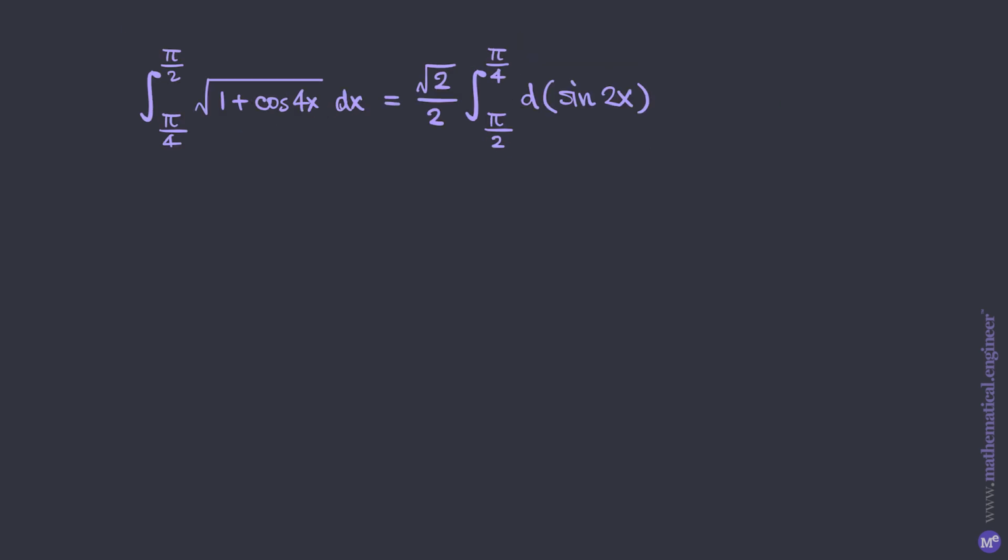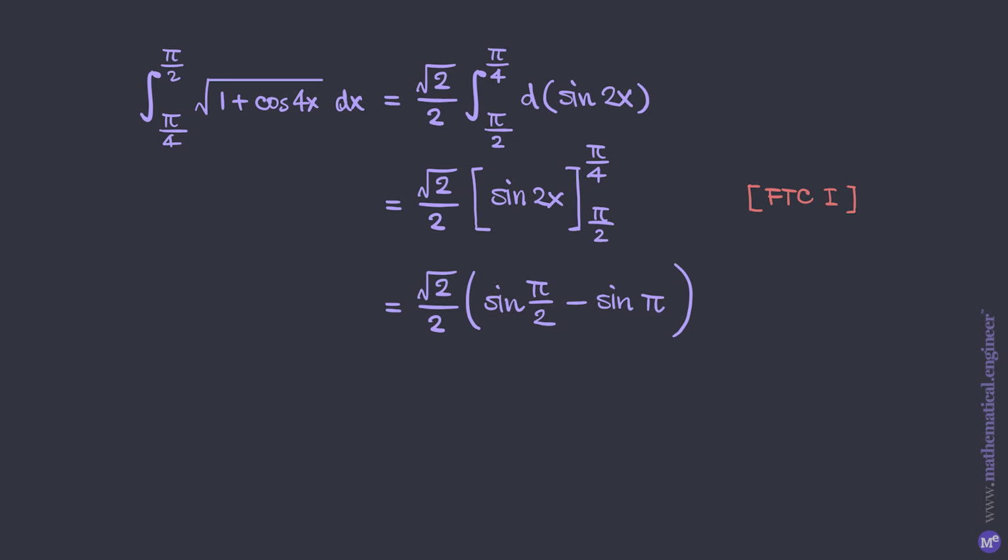Of course, we have just sine 2x, evaluated at pi over 4, followed by pi over 2. We have 1 minus 0. So finally, the definite integral is root 2 over 2.